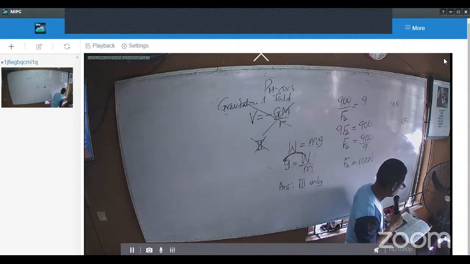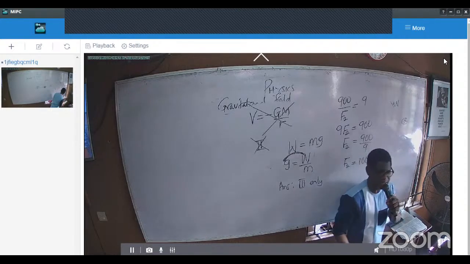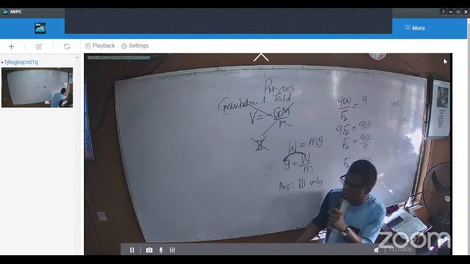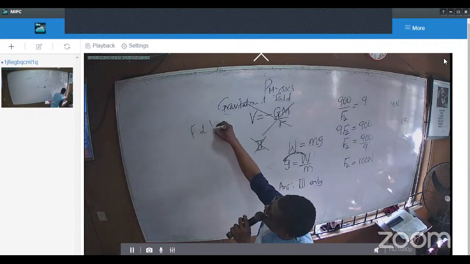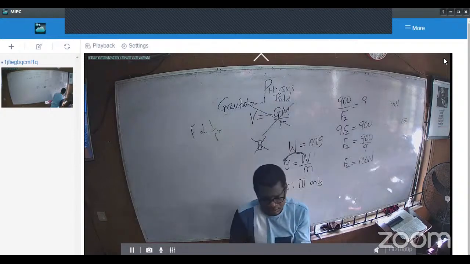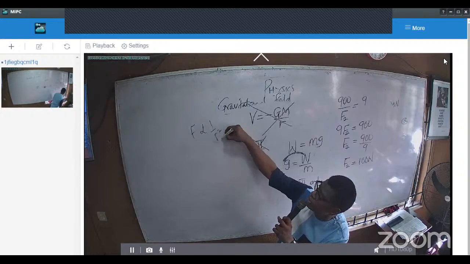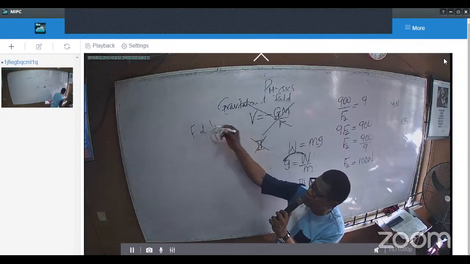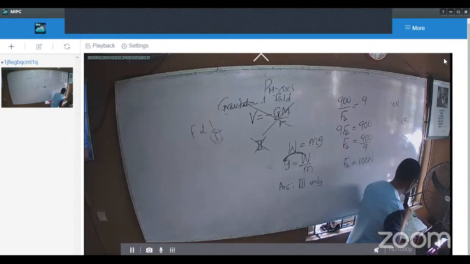Class, you know the answer? What's the answer? Inverse square law. F is 1 over R squared. So when you increase the distance by 4, the force is reduced by factor 16. So the answer is option C.